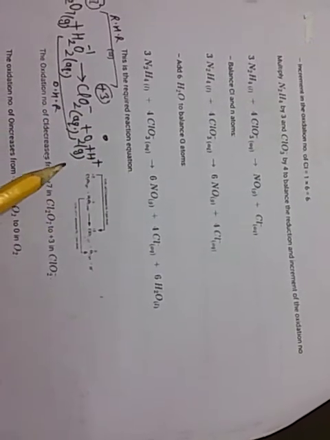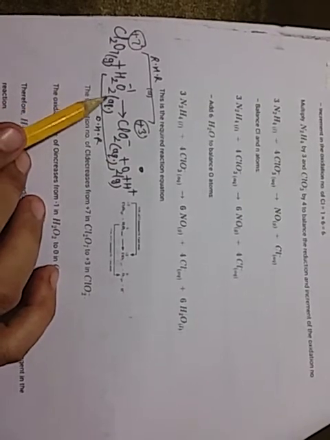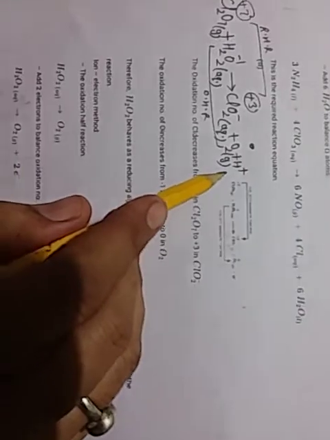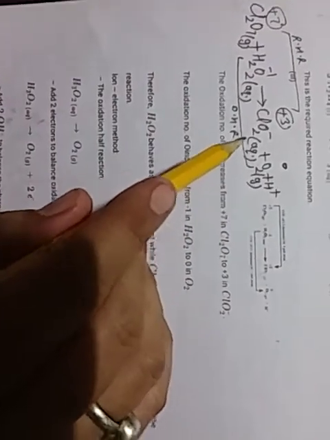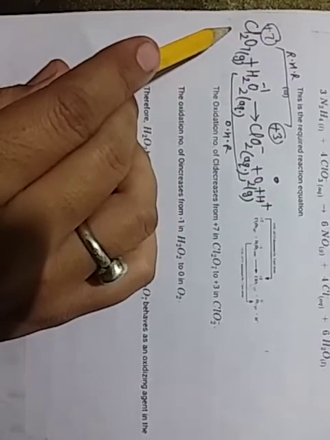Then question number 3, Cl2O7 plus H2O2 converts into ClO2 minus plus O2 plus H plus. So this is the equation. So first we have to see the chlorine oxidation number, plus 7 here.